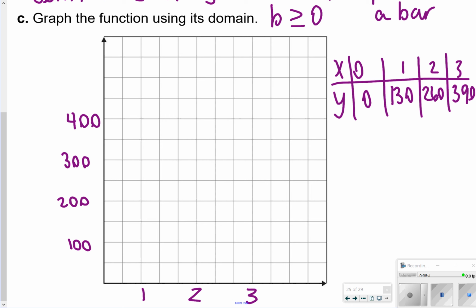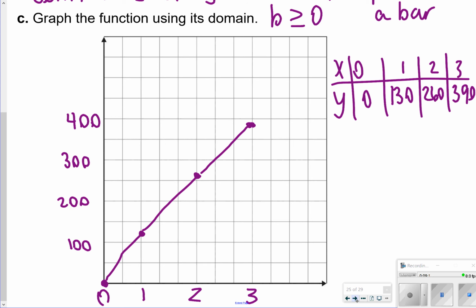Okay, so here we go. 0, 0, no calories. 1 bar, 130. 2 bars, 260. 3 bars, 390. Okay, and then since this is continuous, you will connect the points because you can eat anywhere from 0 all the way up to 3. So 0.5, 1.5, 2.1, 2.9 bars.